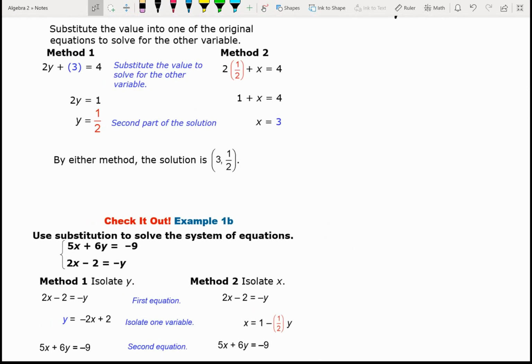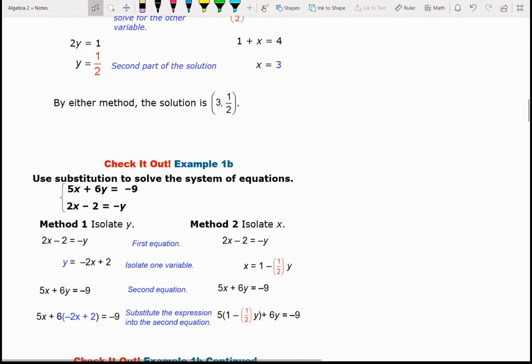Let's look at another example here. Again, here I have two equations. I have 5x plus 6y equals -9, and I have 2x minus 2 equals -y. Looks like the easiest variable to solve for is y. It's kind of all by itself. The coefficient is -1. So what I can do, I'll just multiply that entire equation by -1.